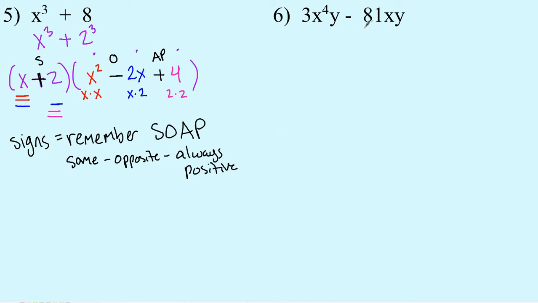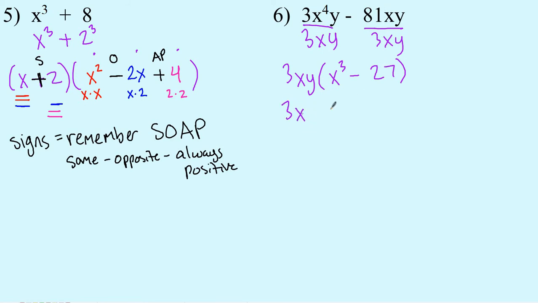Okay, so number 6. Not set up the way I like it. Let's simplify it. Pull out that GCF. I want to get rid of a 3, x, and a y from each one of them. We do that. We end up with 3 x's minus 81. Silly Miss Cross. 27. I didn't divide it. 81 divided by 3 is 27. So hopefully we remember that.